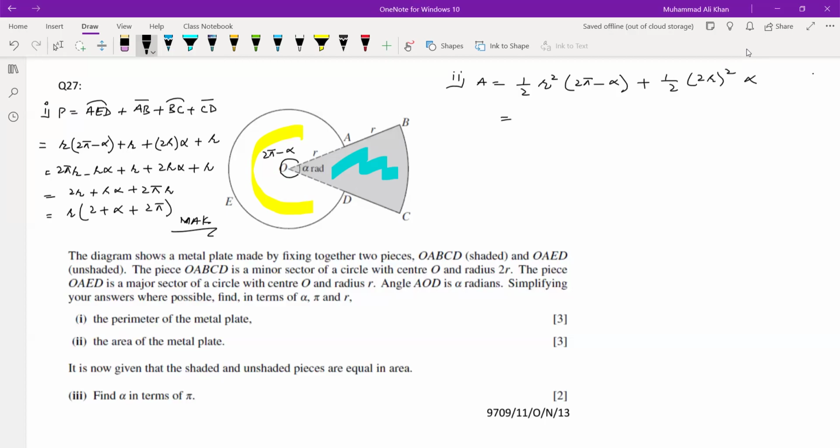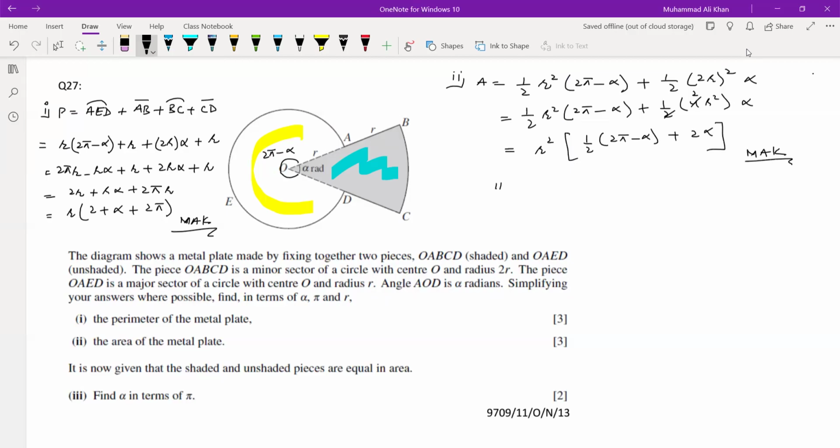So now it will be half r squared times 2 pi minus alpha, plus half 4r squared alpha, cancel out. So now if I take common, what can be common? R squared is common, so it will be half, 2 pi minus alpha plus 2 alpha. I think it's enough. This we have to find, the area in terms of alpha, in terms of r, and in terms of pi, right?